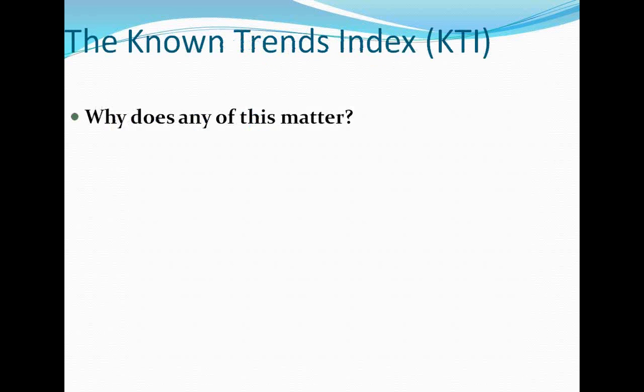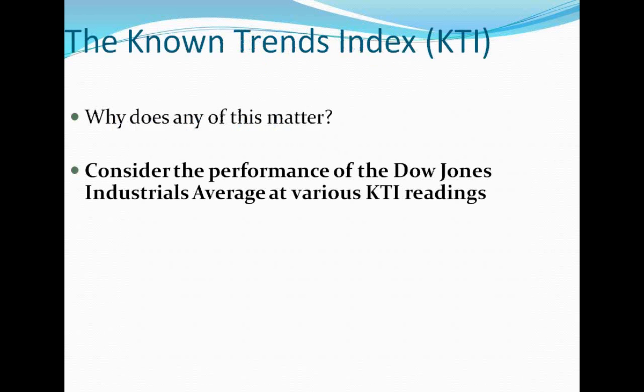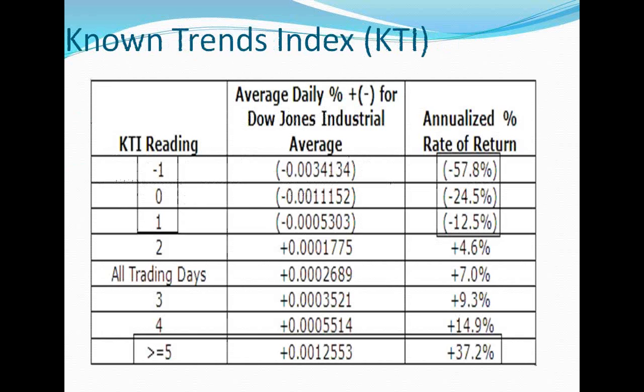So why does this matter? Well, what we're going to do is consider the performance of the Dow Jones Industrial Average at various readings from the KTI. On the table that you see on your screen in the upper left, KTI reading, what you'll notice is that the low readings, -1, 0, 1, have all been accompanied by negative returns for the Dow. So basically, even though since 1933 the Dow has gone from a level of 100 up to 10,000, you would actually have lost money if you had only been in the market when the majority of seasonal factors that I list in my book are unfavorable.